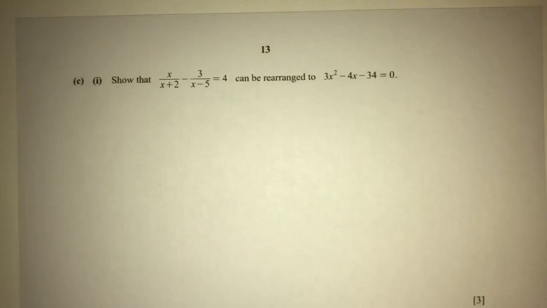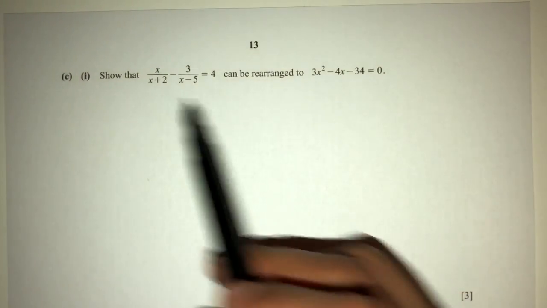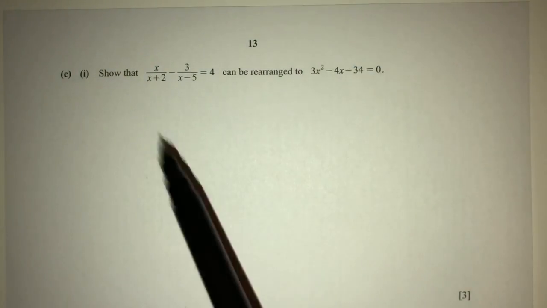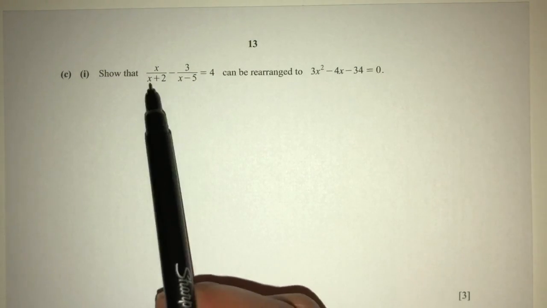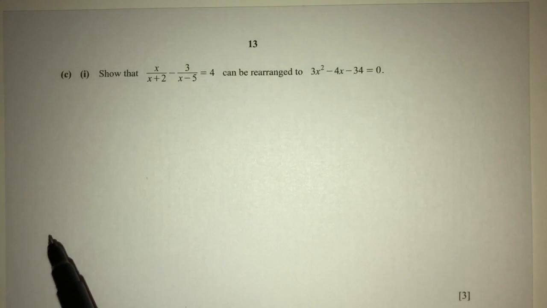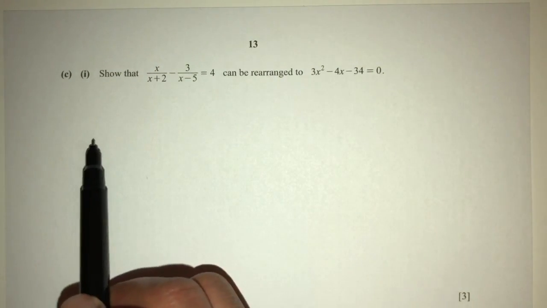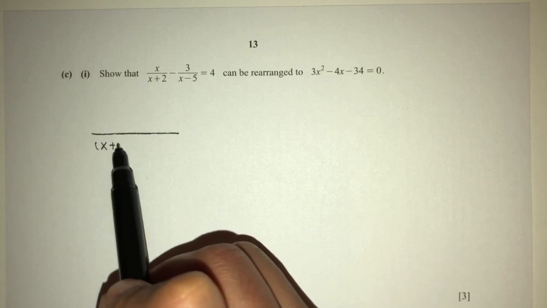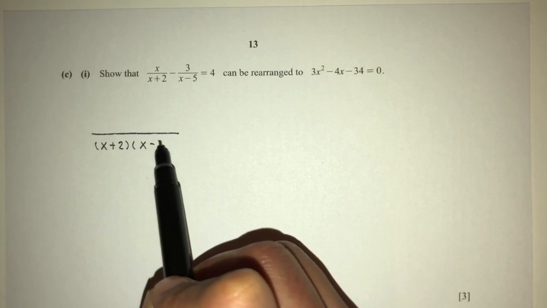Now part C, we have to show the left hand side can become this one. So one by one, let's first simplify this side. As you can see, we have 2 fractions and the bases are different. We have to make them become the same base. So first, let's multiply them by each other. You will have x plus 2 multiplied by x minus 5.